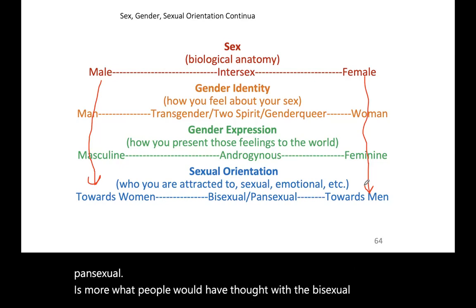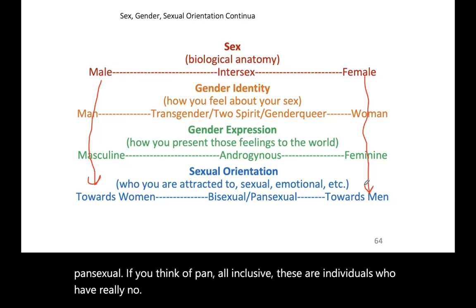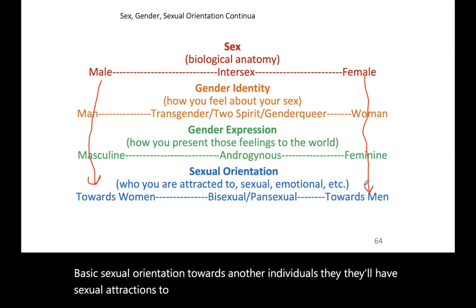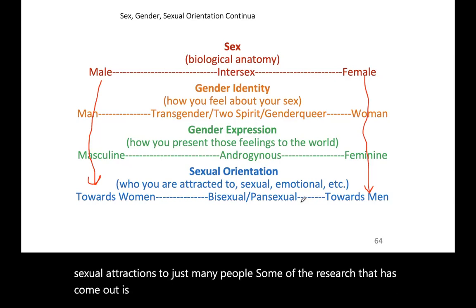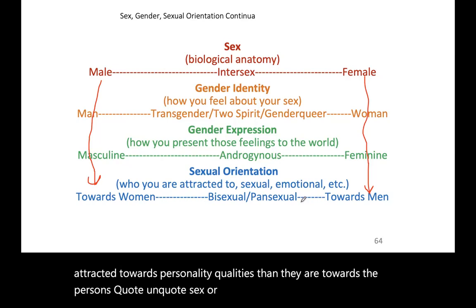Pansexual, if you think of pan, all inclusive, these are individuals who have really no basic sexual orientation towards other individuals. They'll have sexual attractions to just many people. Some of the research that has come out is suggesting that maybe these individuals are more attracted towards personality qualities than they are towards a person's quote unquote sex or gender. So that's what some of the research right now is suggesting.